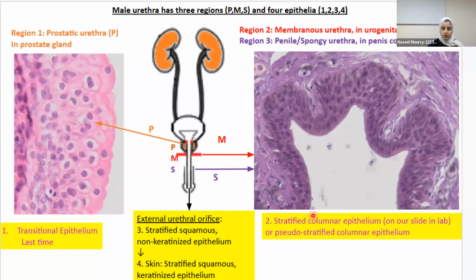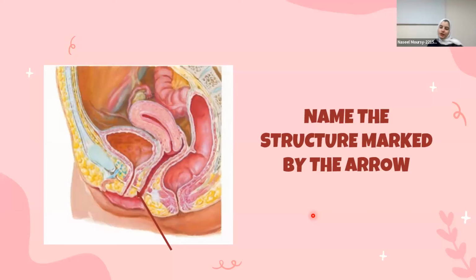Yes, okay. Let me ask you. What is the type of epithelium in the penile or spongy urethra? Stratified? Which type? Columnar. Okay, good job.